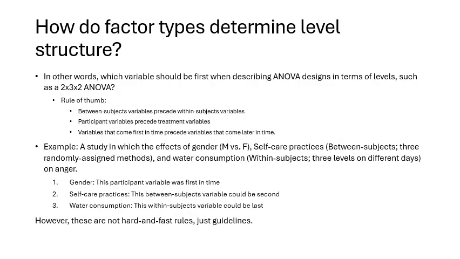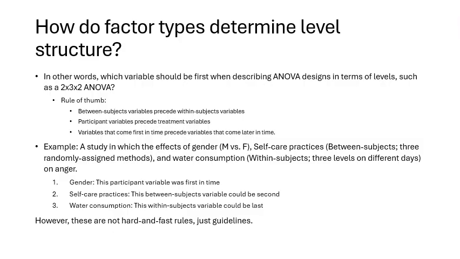So how do factor types determine level structure? In other words, which variable should be first when you're describing your ANOVA design in terms of your levels, like a 2x3x2 ANOVA? So some rules of thumb: between subject variables typically precede within subject variables. Participant variables precede treatment variables. Variables that come first in time precede variables that come later in time.